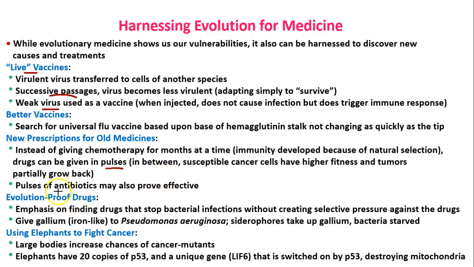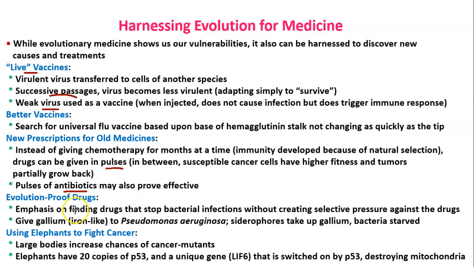Then, boom, you hit that tumor with another pulse of drugs. Those lines of cancer cells that may have become resistant to the chemotherapy have not become established, but have kind of pulled back, not having as high of a fitness. And so, with those pulses of drugs being given, they may prove more effective in completely eliminating cancer. So, again, this goes along with harnessing evolution for medicine because we understand how cancer lines of cells evolve immunity to chemotherapy. So we'll take that to our advantage and develop therapies like these pulses of drugs to overcome that.